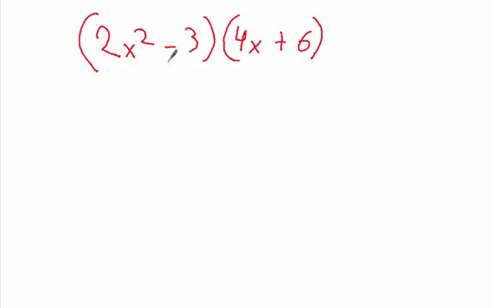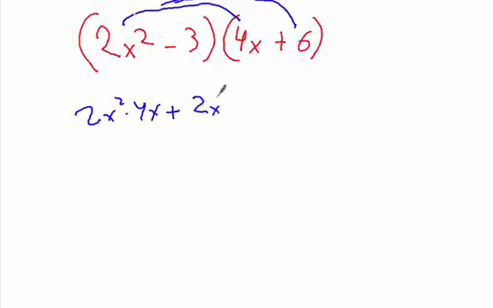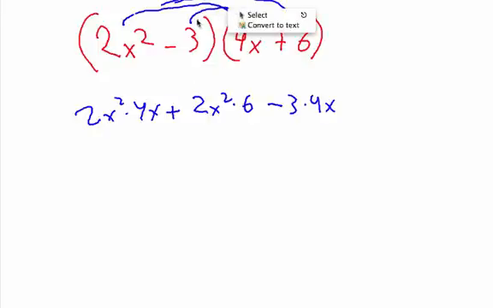Here we have 2x squared minus 3 times 4x plus 6. So do the exact same process we just did. 2x squared times 4x plus 2x squared times 6. Now this is a minus 3, so minus 3 times 4x, minus 3 times 6.